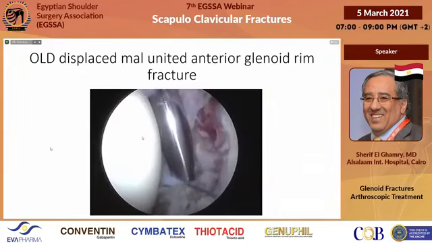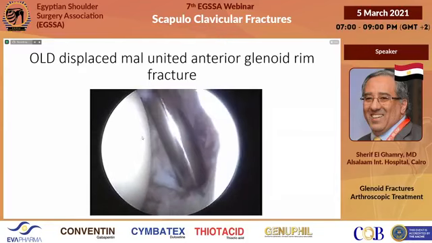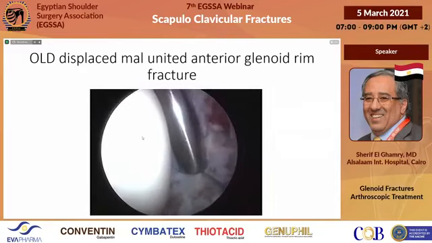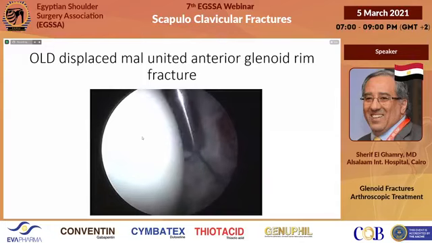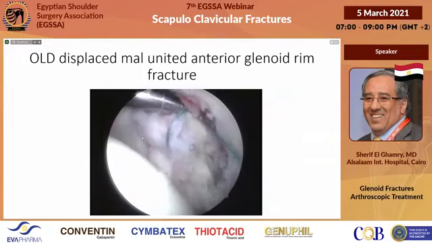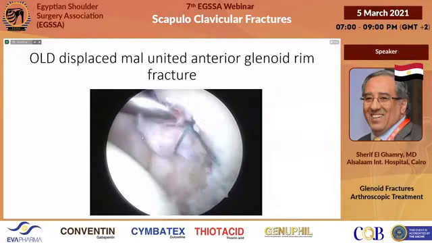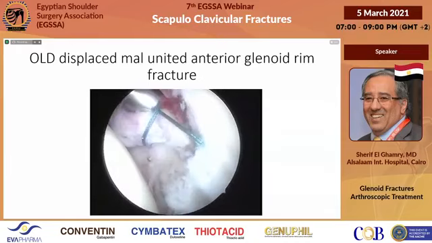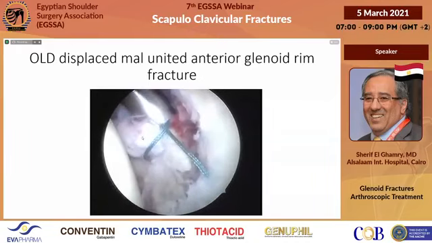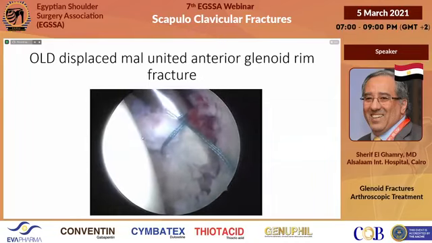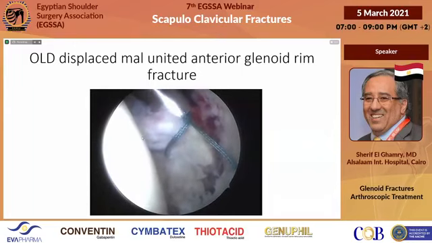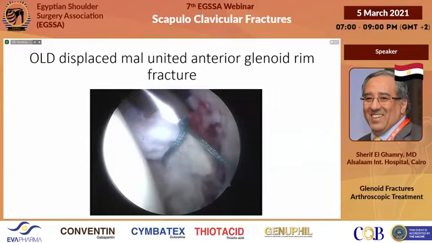This is the suture. And this is the knot. Next.